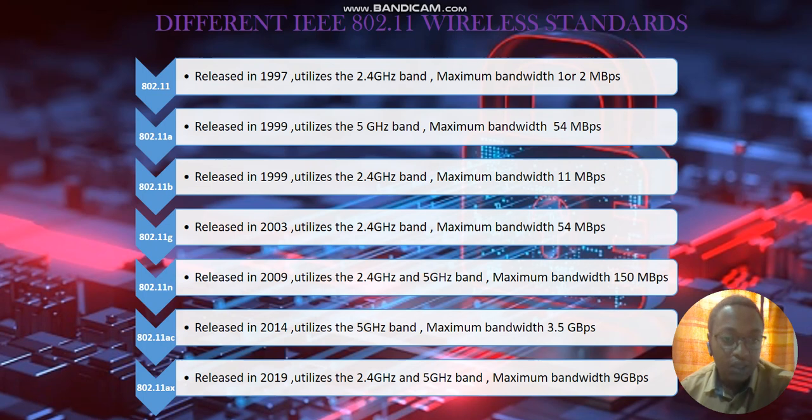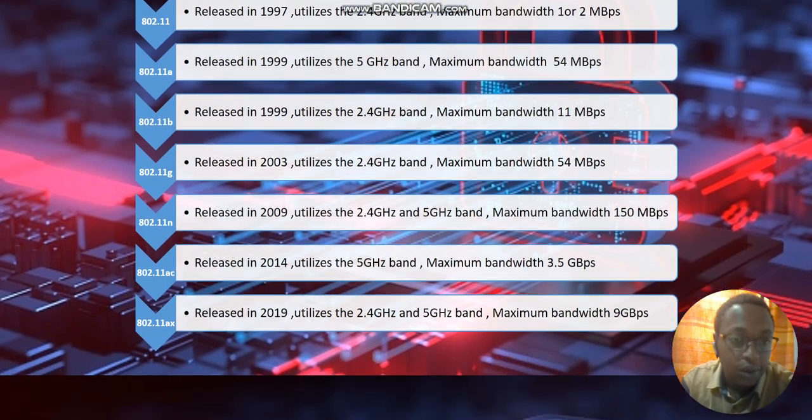The 11ac was released in 2014. It utilizes the 5 gigahertz band, and the maximum bandwidth with 11ac is 3.5 gigabits per second. Now to the latest, which is .11ax, which was released in 2019. It utilizes the 2.4 and the 5 gigahertz bands, and the maximum bandwidth in 11ax is 9 gigabits per second.